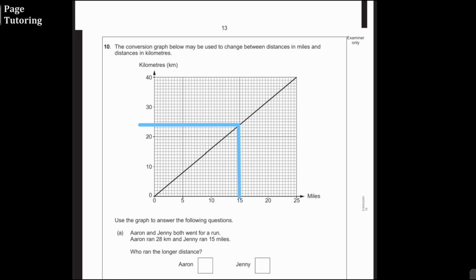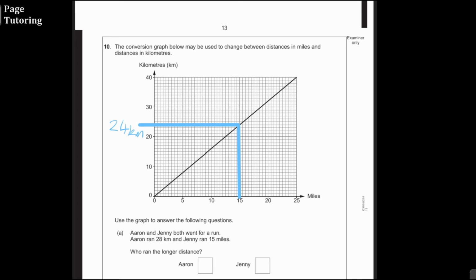So it's 30 up here, it's 20 up here. Between there's 1, 2, 3, 4, 5, 6, 7, 8. So there's 10 notches, and our line comes to 1, 2, 3. So the fourth notch. So that's 24 kilometers.